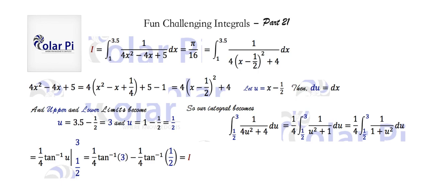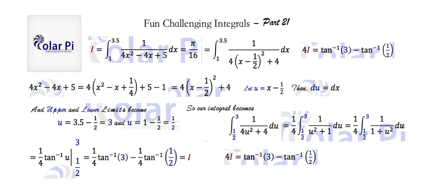Okay, where to from here? Well, we need to somehow show that this here, I, is equal to pi over 16. So to do that, let's consider 4 times I, because then that means we could get rid of this quarter and this quarter here. So 4 times I is tan inverse of 3 minus tan inverse of 1/2. So let's take note of this and then make some space, because we definitely need the space. So again, 4 times I is equal to tan inverse of 3 minus tan inverse of a half.